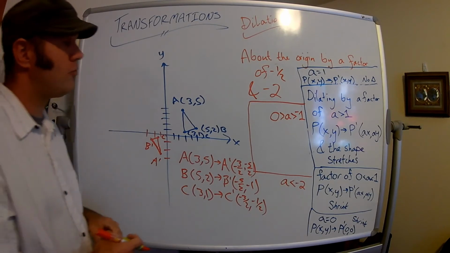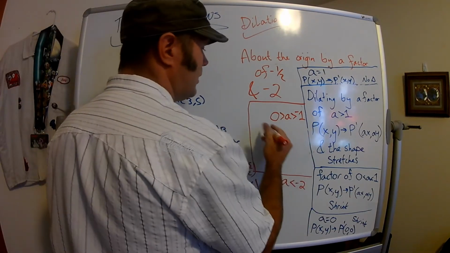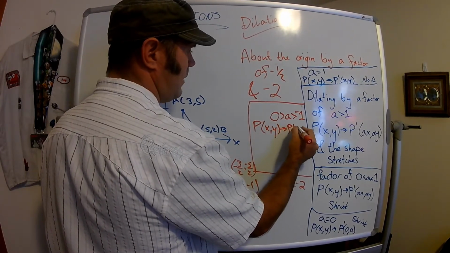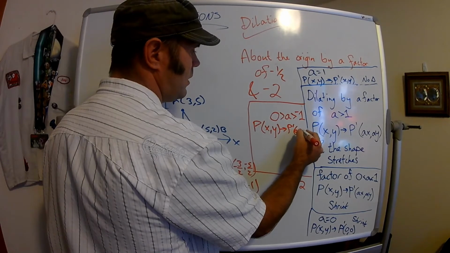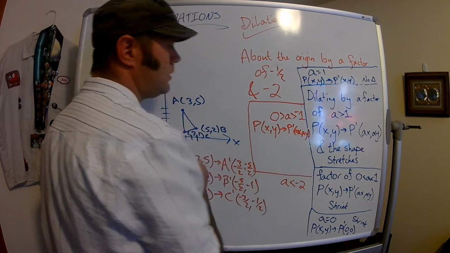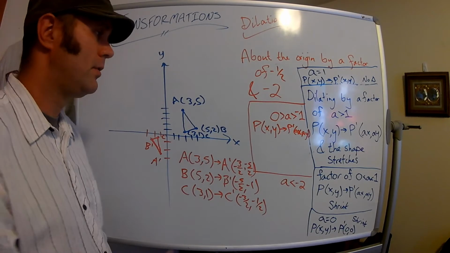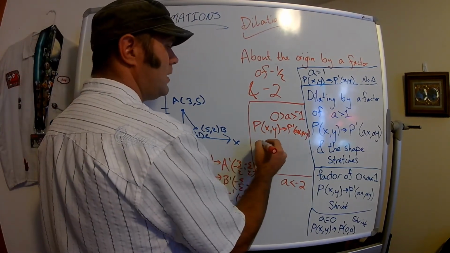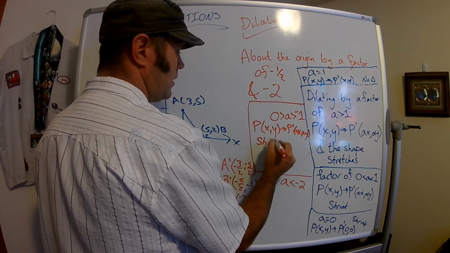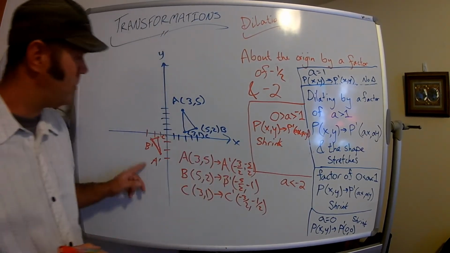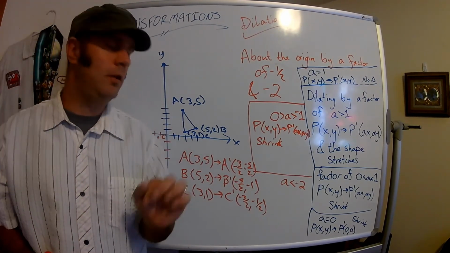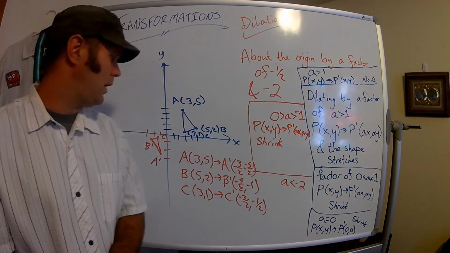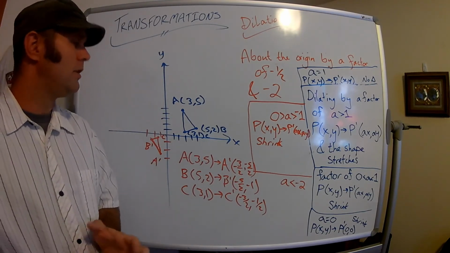And so it is a shrink, but also let's see here, P of x, y becomes P prime ax, comma ay, where x and y become negatives, or they change sign. So the x changes sign and the y changes sign, and the shape does shrink. These two shapes are still considered similar. They are similar because they are proportional. They are the same shape, different size.